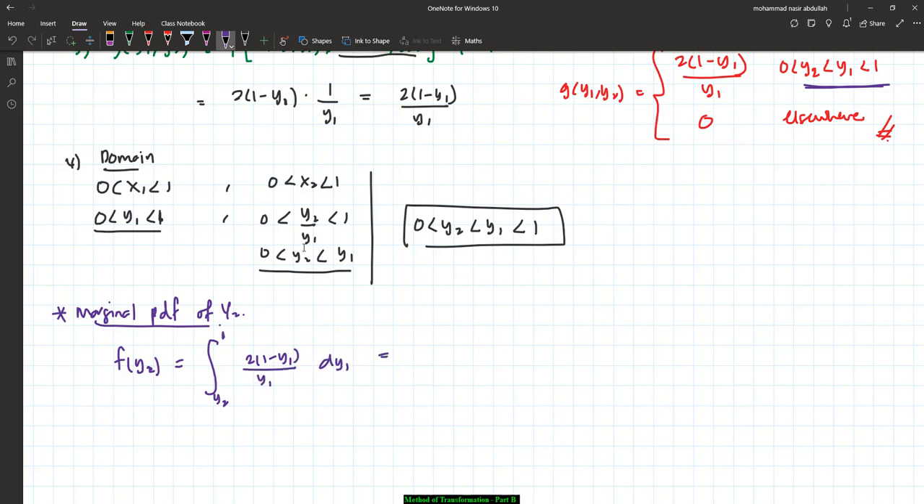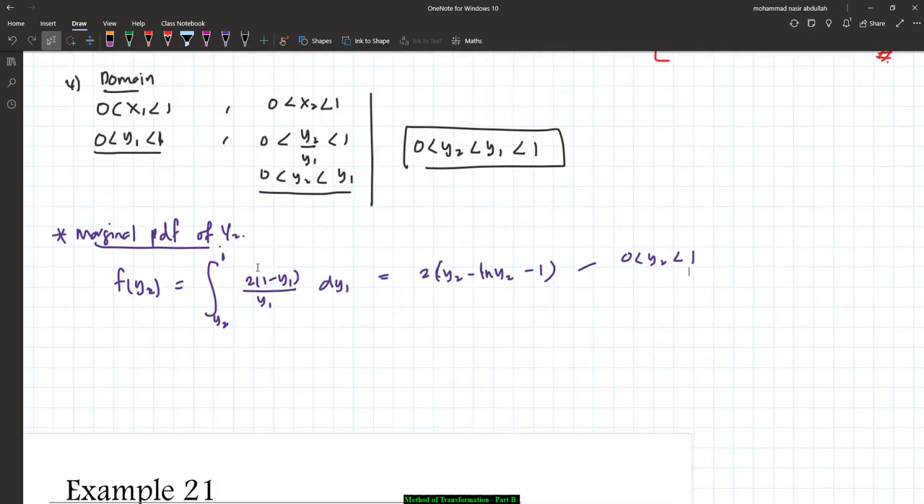So this one should be equal to, you solve for this one, 2(y2 minus ln y2 minus 1), for the range of 0 to y2 and 1. You solve this one. Okay, done. Let's move to the next example.